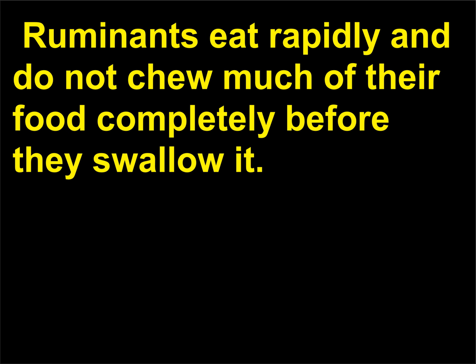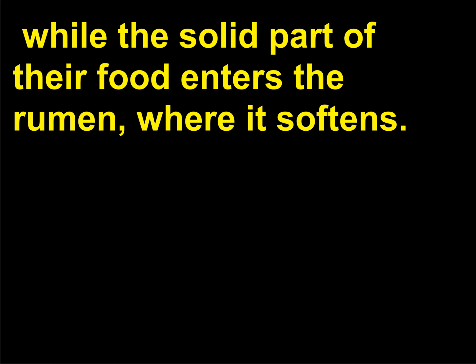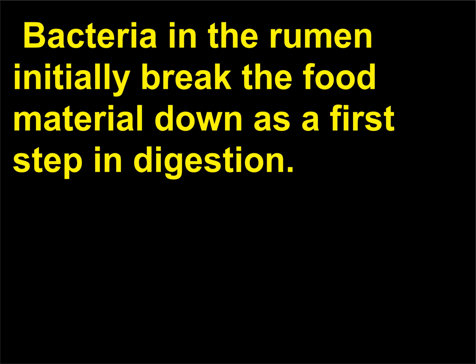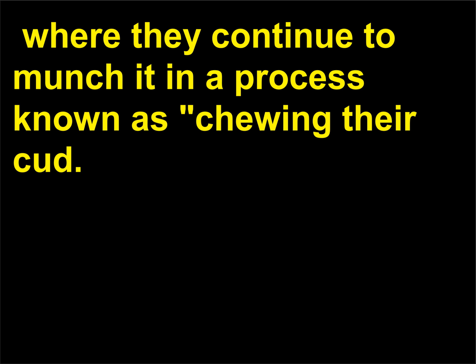Ruminants eat rapidly and do not chew much of their food completely before they swallow it. The liquid part of their food enters the reticulum first, while the solid part of their food enters the rumen, where it softens. Bacteria in the rumen initially break the food material down as a first step in digestion. Ruminants later regurgitate the partially liquefied plant parts into the mouth, where they continue to munch it in a process known as chewing their cud.